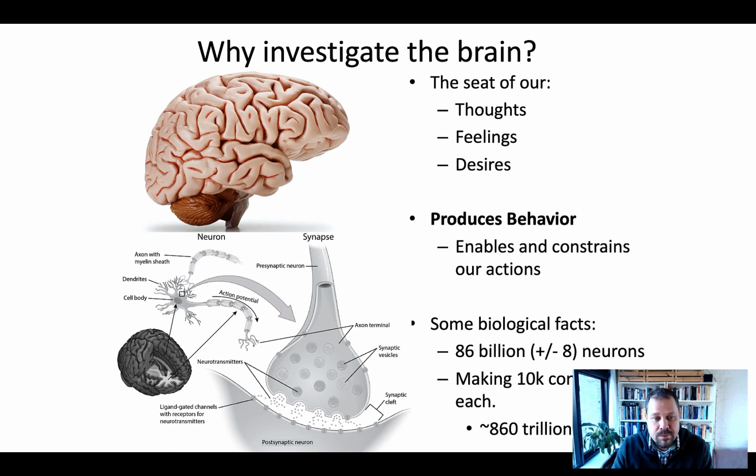Just to give you some facts about how impressive the brain is, as I mentioned already, the brain has about 86 billion neurons, plus minus 8 billion. That's the error term here. And each of these neurons makes about 7,000 connections, let's say 10,000 for easier calculations, with other neurons in the brain. So this leads to 860 trillion connections, which neuroscientists call synapses, and that's what I'm showing here.